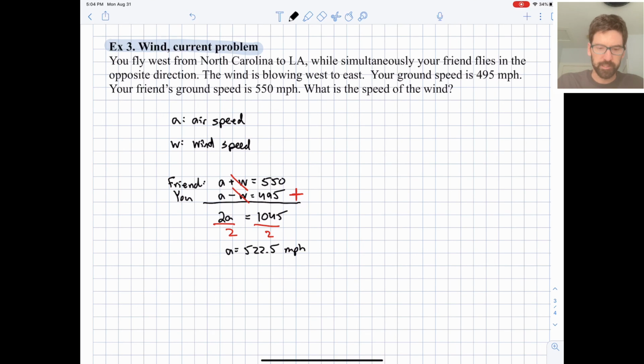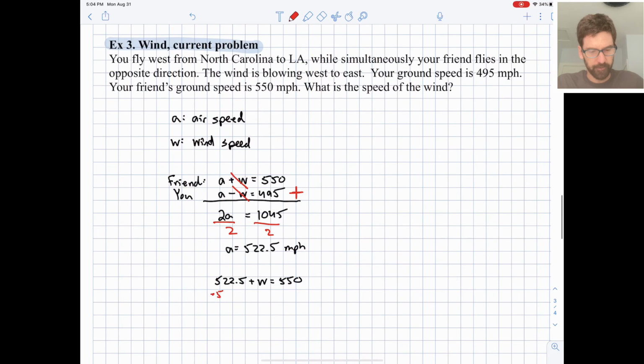Okay. We still need to find the wind speed. That's what was being asked. So we can take that value of A and plug it into either of our equations. I think it's a little bit easier to plug it into the first. So 522.5 plus our unknown wind speed is 550, and we can just then subtract the 522.5 from both sides. And let's see what we end up getting. So the wind speed is 27.5 miles per hour.